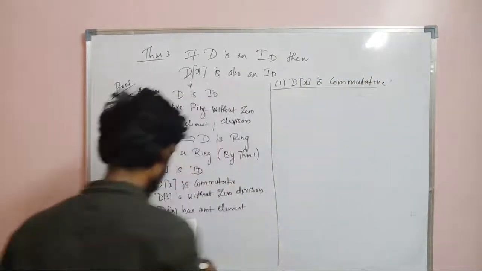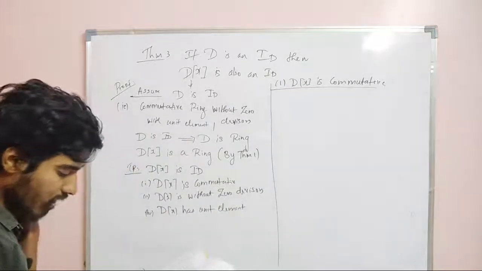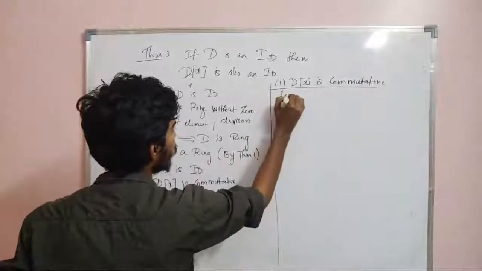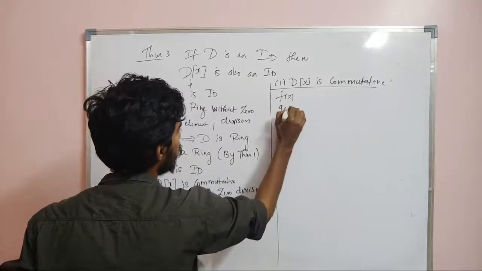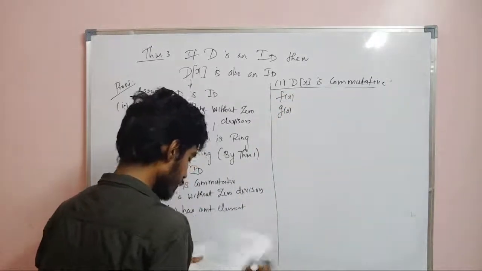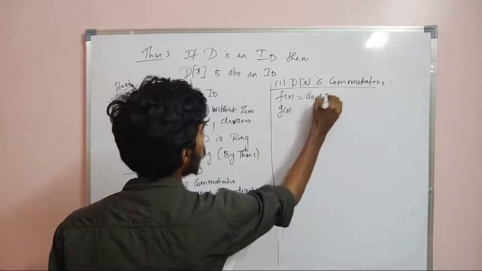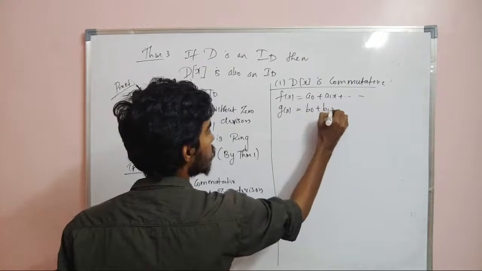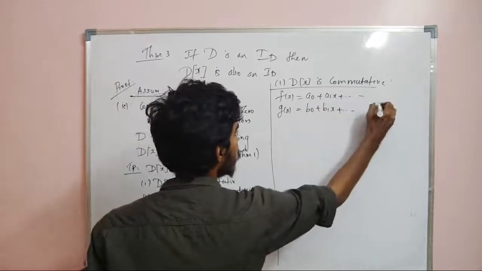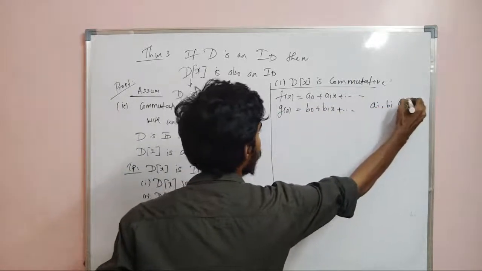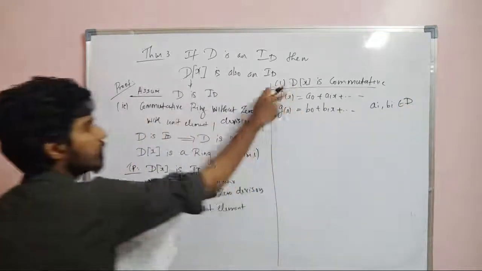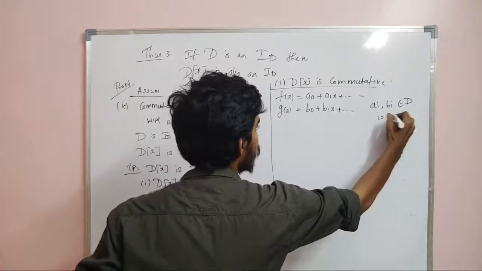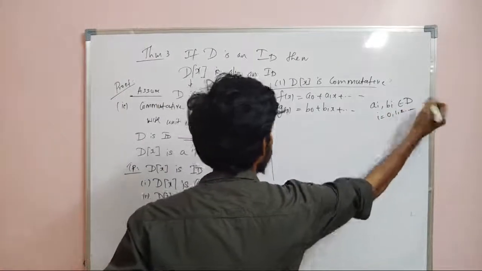D of x is commutative. So let us take two polynomials, and actually it is a very easy task, right? Let us take two polynomials f of x and g of x. Let f of x be equal to a naught plus a1x and so on. Then take g of x to be b naught plus b1x and so on, and these a_i's and b_i's are in D, because D is the integral domain, and i varies from 0 up to some n.